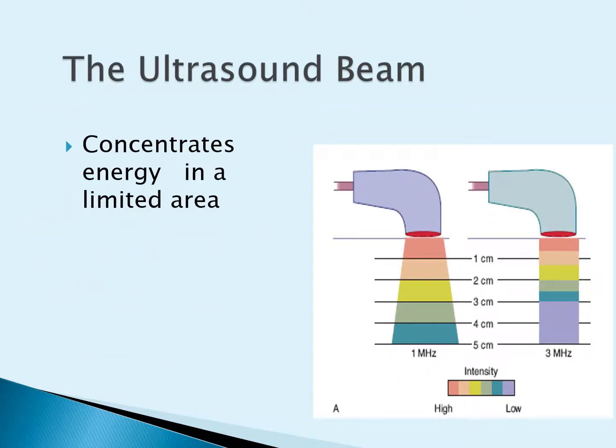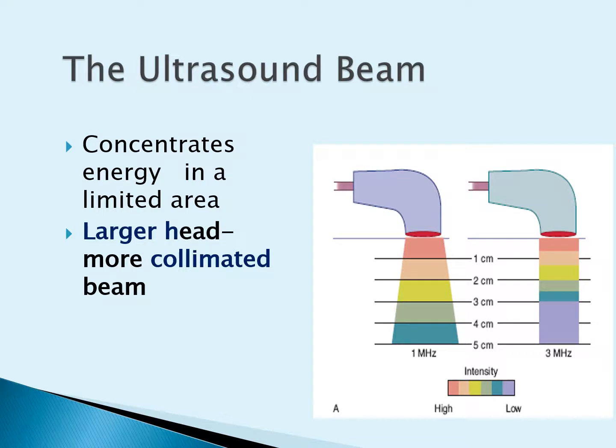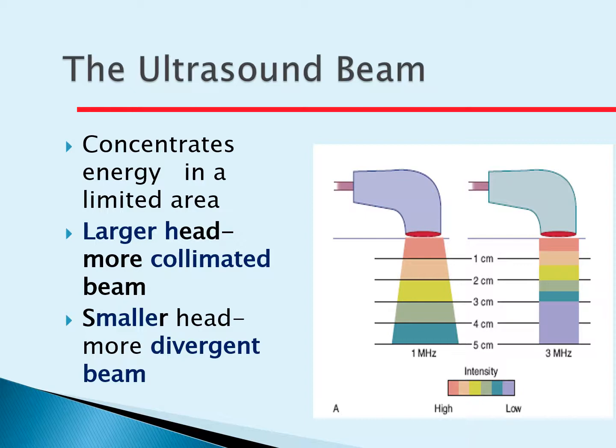The beam itself concentrates in a limited area. The larger heads produce what is called a collimated beam, whereas the smaller heads have a more divergent beam, right?